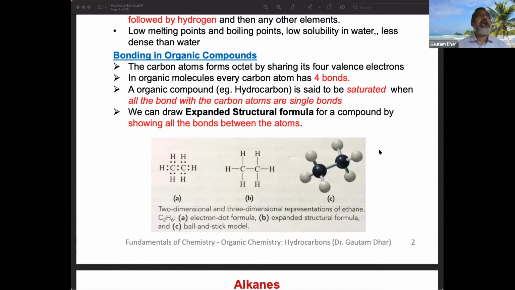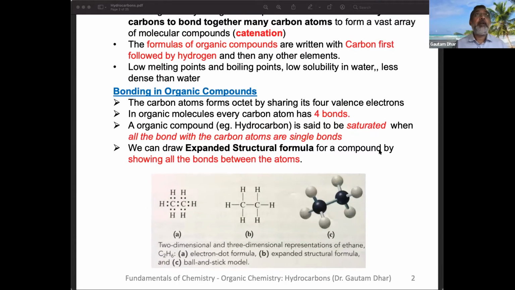If you look at carbon compounds, why is carbon unique? Of all elements in the periodic table, it is only carbon that can form chains. Carbon-carbon chains, which you call catenation. And because of that, with the same formula, with branching and all of that, you can have so many different compounds.